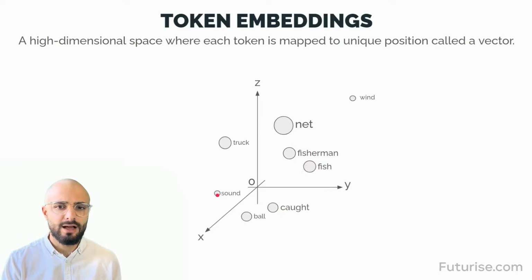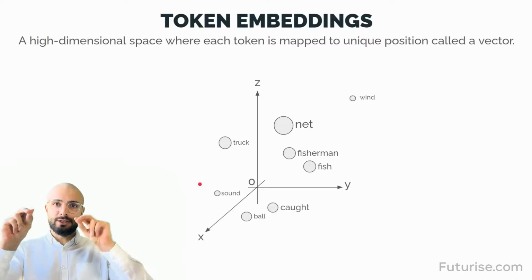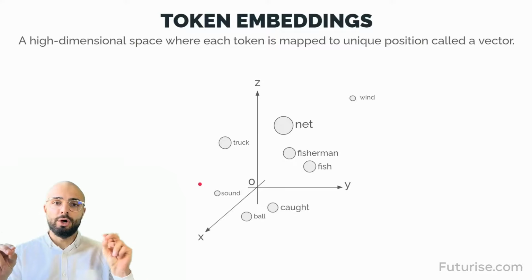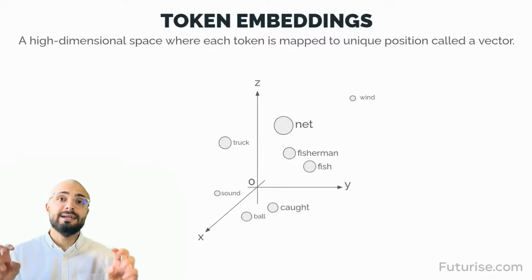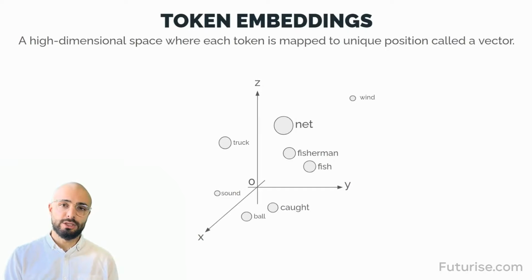Then you have things like sound. Now, sound is very far away from maybe the word net, but it's close to the word ball, because balls make a sound, possibly if you kick it or something like that. So basically, all these words represent a position in space relative to every other word, and the closer they are, the higher semantic similarity they have with each other.